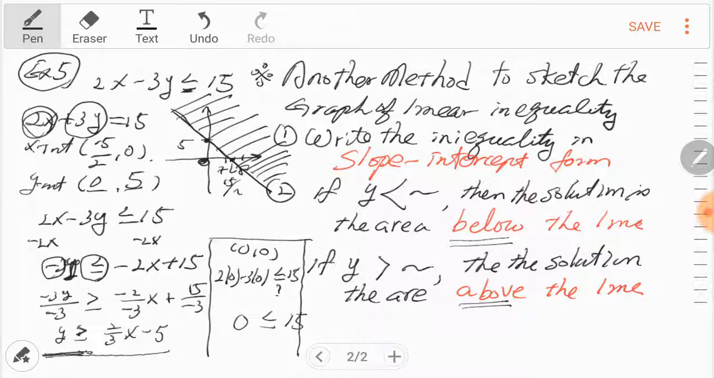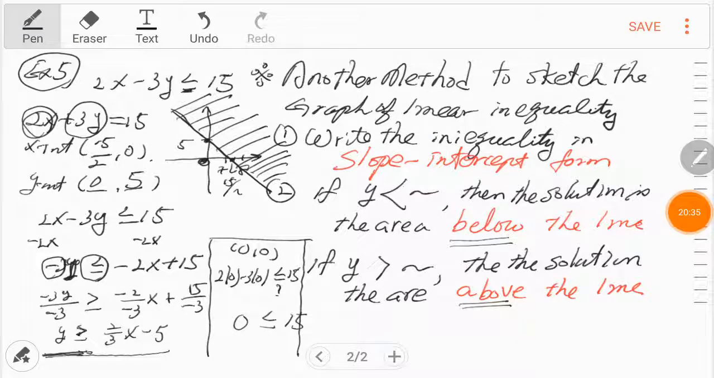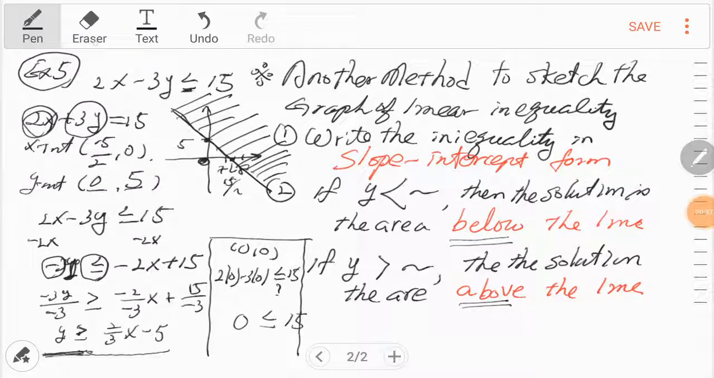Uh-oh. 0, 0 is less, so this is true. Then the solution should be below the line. Wait a minute, something's wrong. Something's wrong over here. Let me check what happened. Okay, I found the mistake. I copied the question incorrectly.